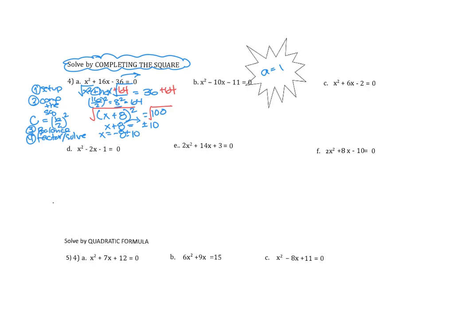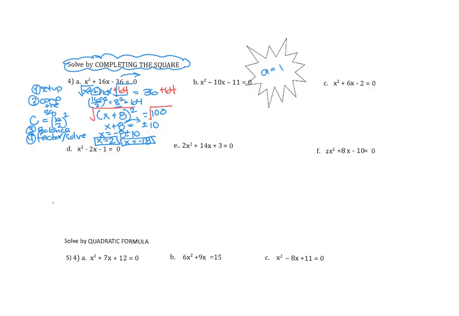Now that is 2 different answers. That is negative 8 plus 10, which is x equals 2, and negative 8 minus 10, which is x equals negative 18. So whenever you get whole number answers for your x, your original problem would have been factorable.